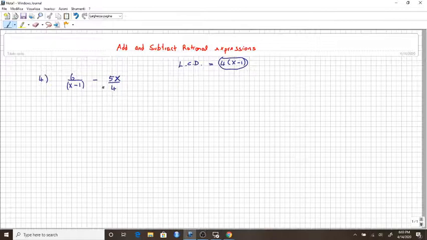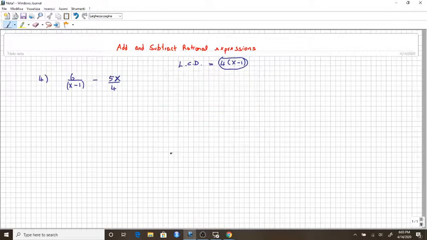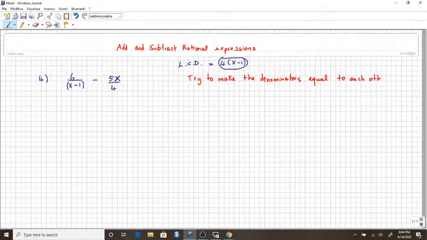Okay? But your main goal should be, even though you don't know exactly how to find the LCD, which actually is found the same way you find it with numbers, the most important thing I want you to realize is that in order to combine these two rational expressions, you want to have the same denominators. Okay? So try to make the denominators equal to each other. That's the main step. I think it's the key to simplifying a rational expression. Try to make the denominators equal to each other.